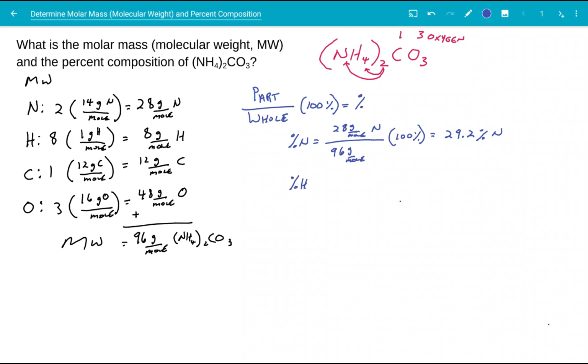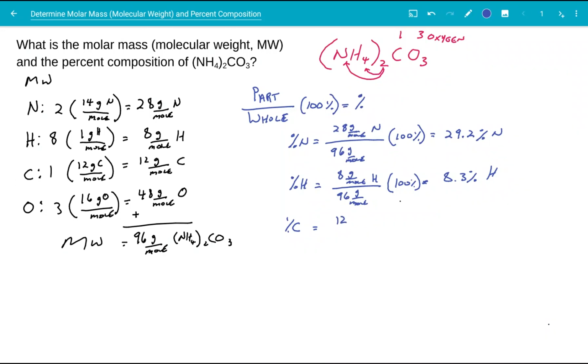Percent hydrogen, okay, 8 grams per mole, divided by 96 grams per mole. And this is hydrogen, H, times 100%, and that gives 8.3% hydrogen. Let's do our carbon.